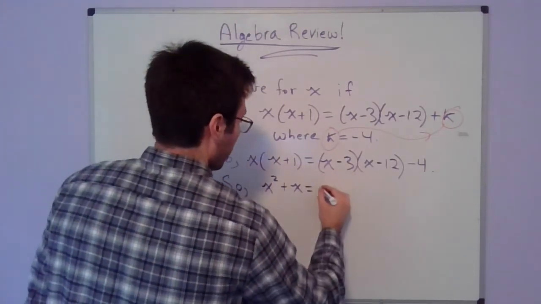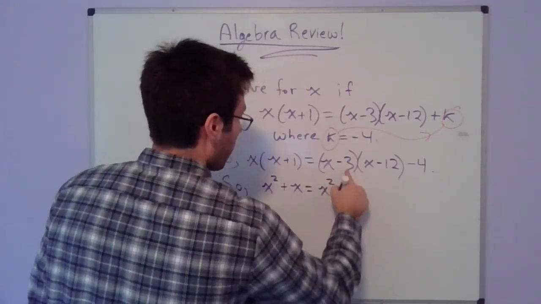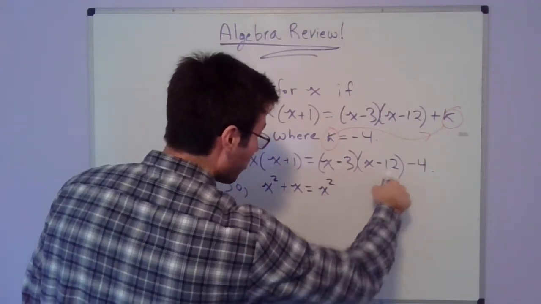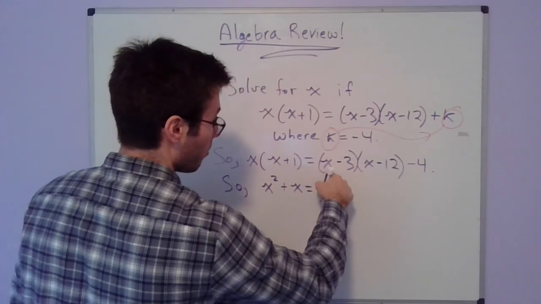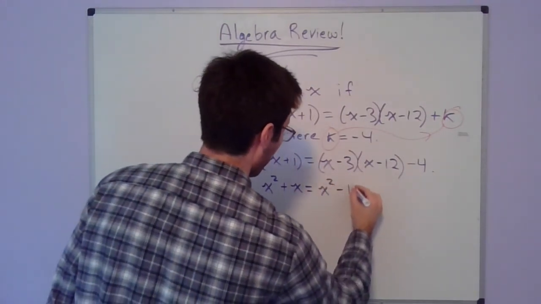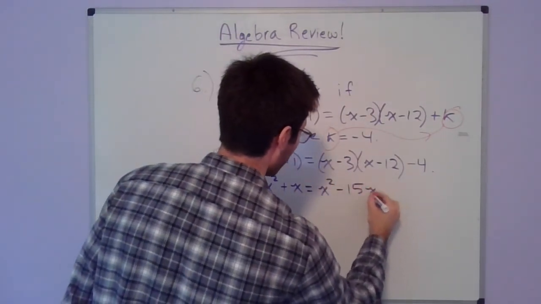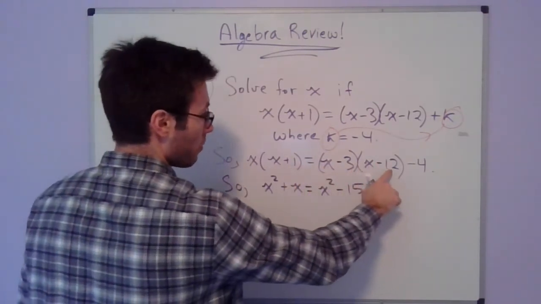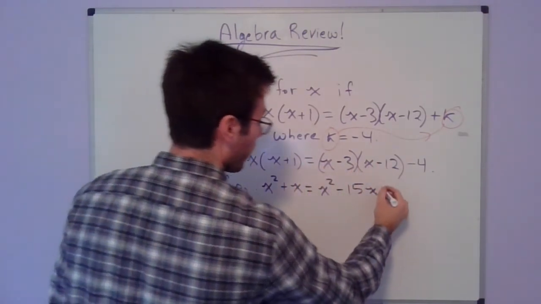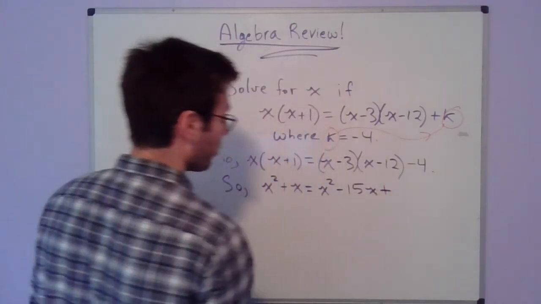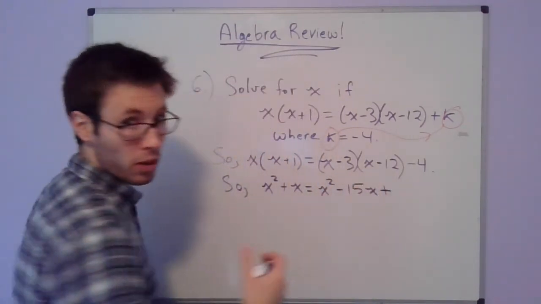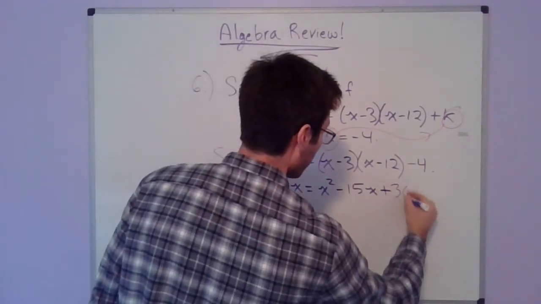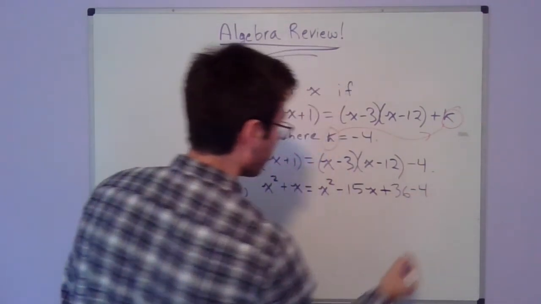On the right, x times x is x squared. You're going minus 3 times x, so it's minus 3x. Minus 12x is a minus 15x. So I got minus 15x. And then you go minus 3 times a minus 12. So that's a positive, because two negatives, when you multiply them together, that's going to give you a positive. 36 minus 4.